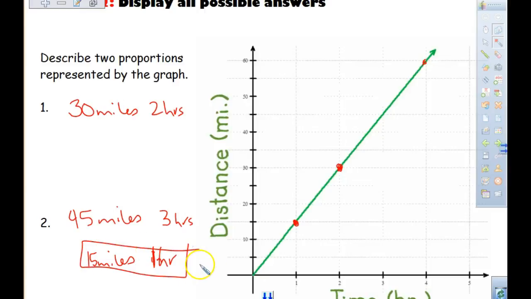This last one is our unit rate. The other ones are just rates. So when you do your homework tonight, I would be okay with 30 miles in 2 hours or 45 in 3. And if it asks on the second half of your assignment for unit rate, then you want to simplify that or find out at 1 per 1. Okay?